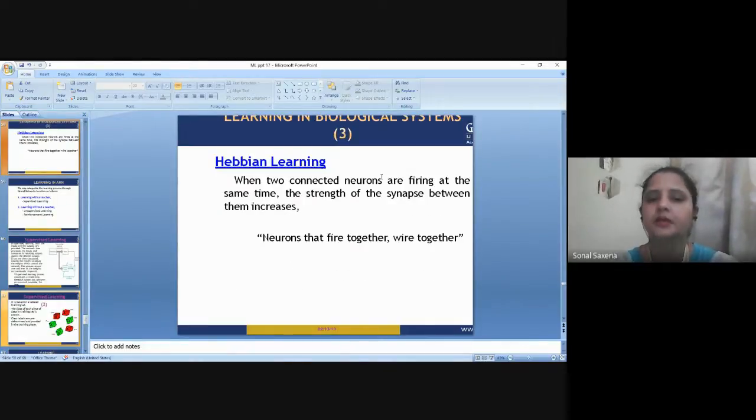Now, what is Hebbian learning? When two connected neurons are firing at the same time, the strength of the synapse between them increases. So neurons that fire together, wire together.